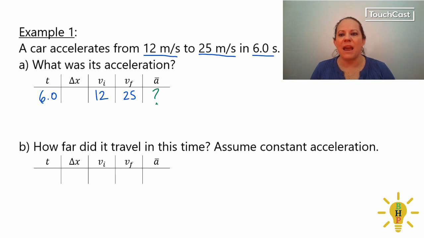and then we can always put an X in the box for the thing that we don't need, and then we can even cover it up. And that helps us see that we need the equation that has time, initial velocity, final velocity, and acceleration. The easiest equation for us to use is going to be v final equals v initial plus the average acceleration multiplied by the time. So let's substitute our given values.